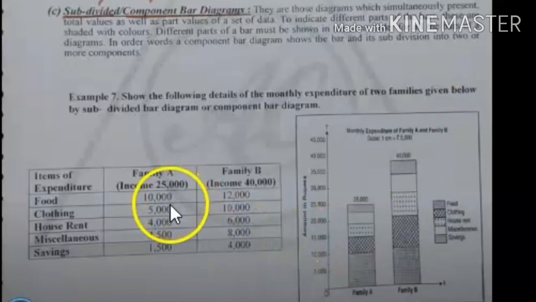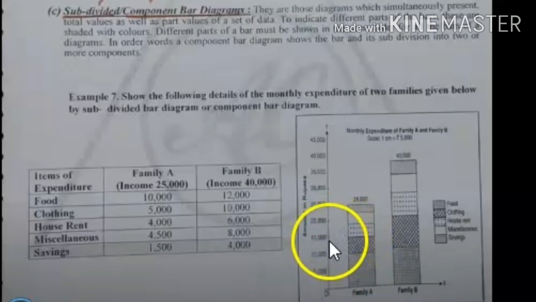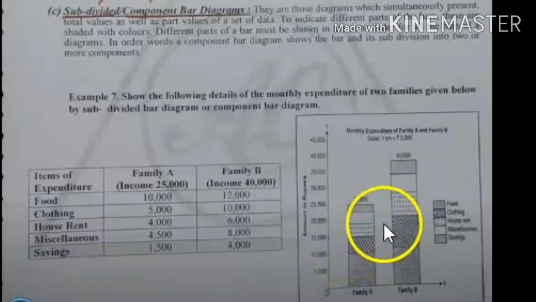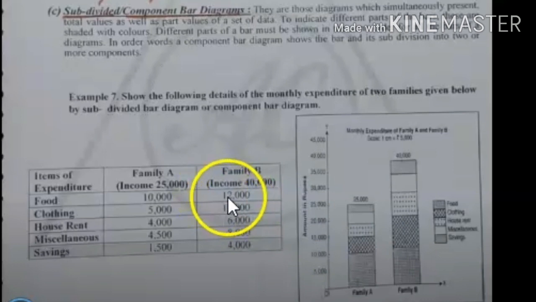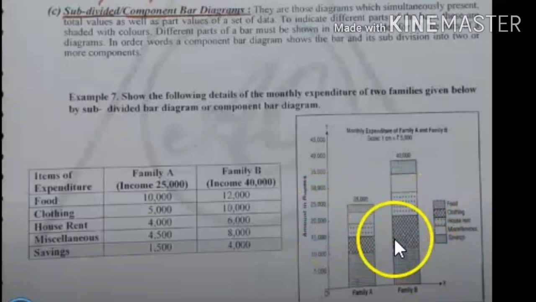Next you have to see clothing. Clothing you have 5,000. So you have to mark from here 5,000. Then 10,000 plus 5,000 is 15,000. So you have to mark the point 15,000 and draw a bar just above it. And here also it's 12,000 plus 10,000, it's 22,000. Then you have to mark just here 22,000, put a bar, then shade. Then mark the shading as clothing.